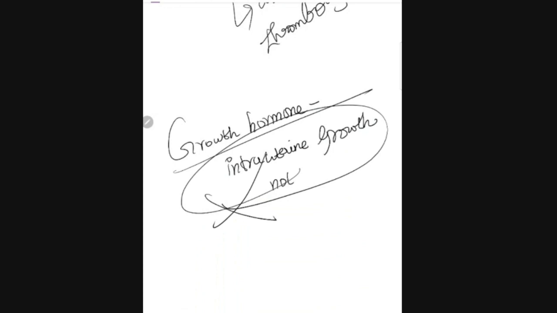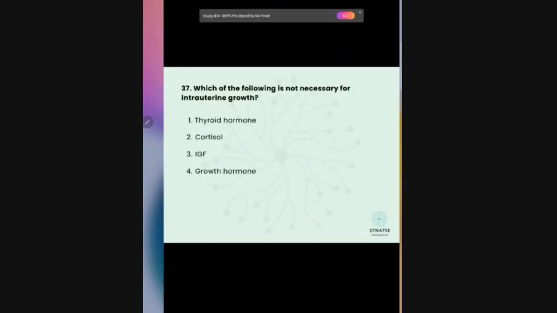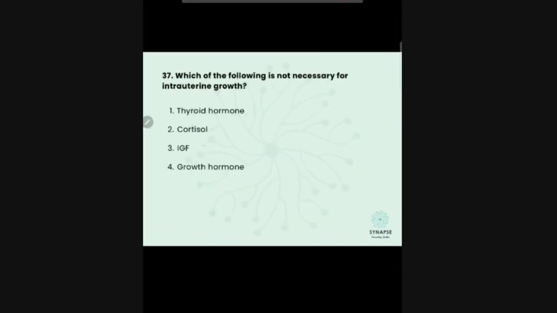The take-home message from this slide is that growth hormone is not needed for intrauterine growth. So a child with growth hormone deficiency will be born with normal birth length, yes. What do we say is normal birth length? We say 50 cm. A growth hormone deficient child will be born with normal birth length. Later it will have faltering growth velocity, height velocity will start to decrease. So growth hormone is not necessary for intrauterine growth. Remember that. Thyroid hormone, cortisol, insulin-like growth factors play a major role in intrauterine growth.